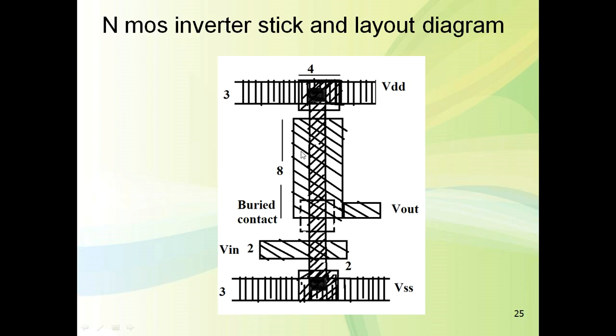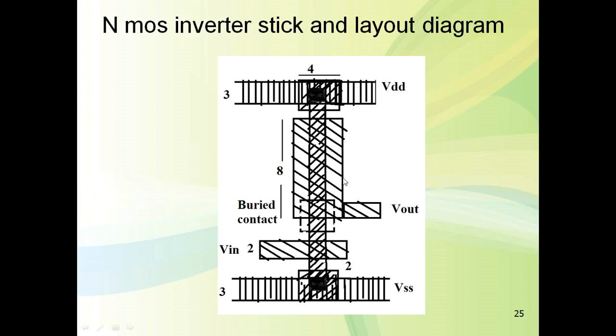Okay, so this is a depletion mode transistor. Now the connection between poly and source. So this is the drain and this is the source. There is a buried contact between the poly and the n diffusion layer. That will be formed by using the buried contact layer, as shown here.